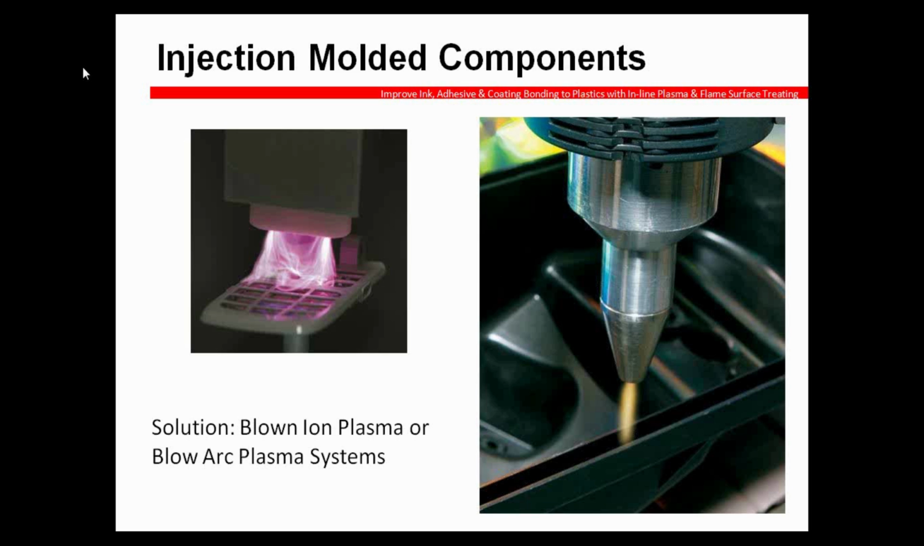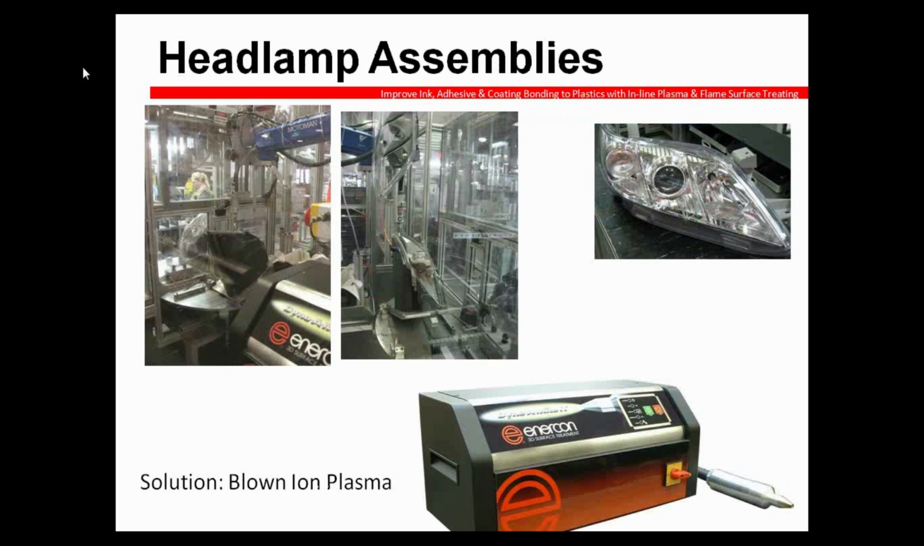If you have a very precise treatment pattern, you can see on the right-hand side that we're actually tracing an injection molding component prior to putting an adhesive down. Maybe you're decorating. There's an example of that here on the left of that blown arc plasma. It's just really good for being able to address just certain areas of those injection molded components, and both of those plasmas tend to be the best fit for them.